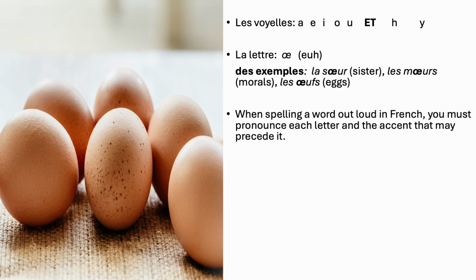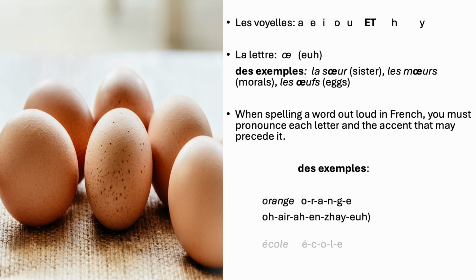When spelling a word out loud in French, you must pronounce each letter and the accent that may precede it. Exemples. Orange. O-R-A-N-G-E. What about this one? Can you figure it out? Pause and then play. École. E, accent aigu, C-O-L-E.